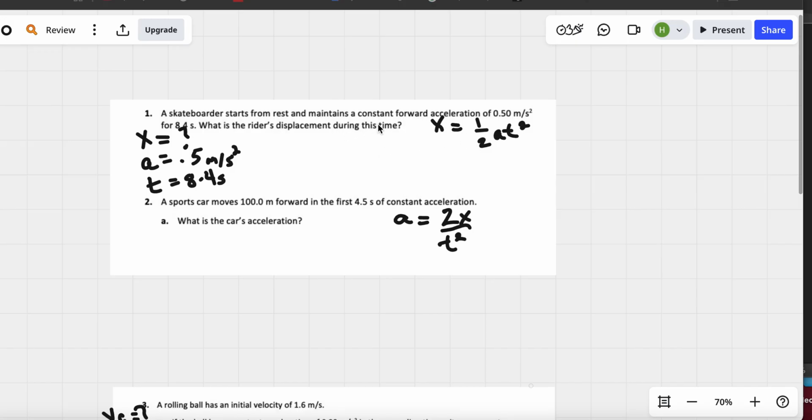A skateboarder starts from rest and maintains constant forward acceleration of 0.5 meters a second squared for 8.4 seconds. What's the rider's displacement during this time? So I made my list. I'm looking for displacement. I've been given acceleration. I've been given time. When I write this out, here's the formula: x equals 1/2 at squared. So I'll just start putting numbers in.